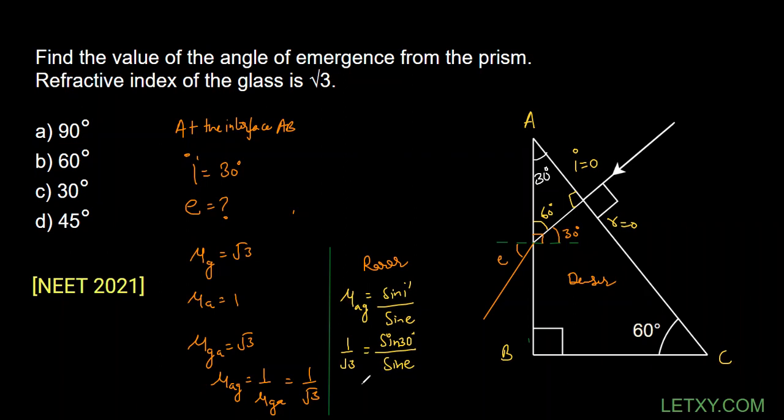Let's do the cross multiplication. Sine E is equal to √3 sine 30, right? And what is the value of sine 30? It is 1 by 2, so this is coming out to be √3 by 2. So this is sine E. Sine E is equal to √3 by 2, which is actually sine 60. So we can say the angle of emergence is coming out to be 60 degree.